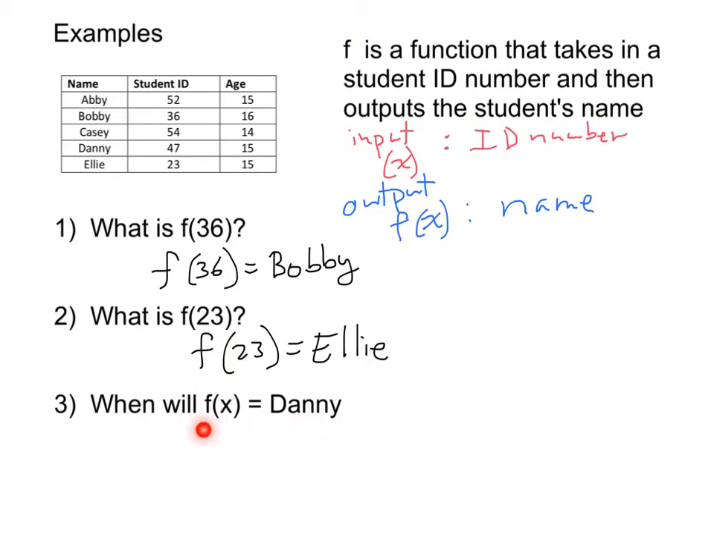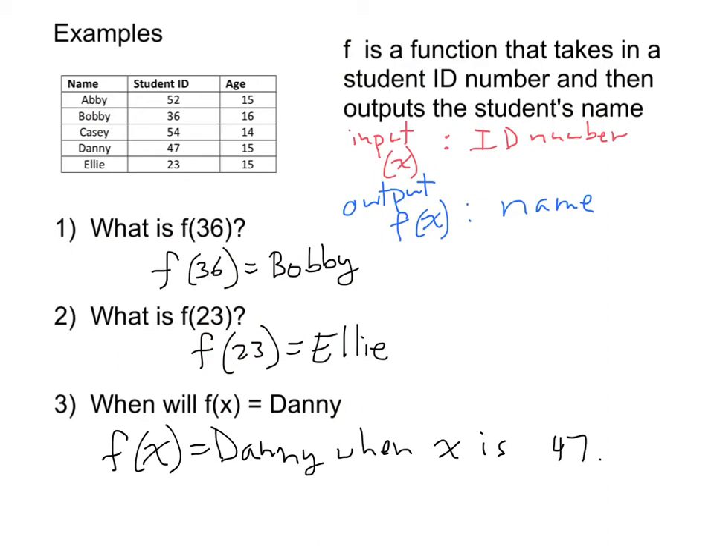Okay, third question. When will f of x equal Danny? Or in other words, when will our output be equal to Danny? When will this machine output the name Danny? Well, remember, it outputs a student name when you put in an input of an ID number. So it's going to output Danny when we have a student ID number of 47. So we could say f of x is equal to Danny when our input, our x, is 47.